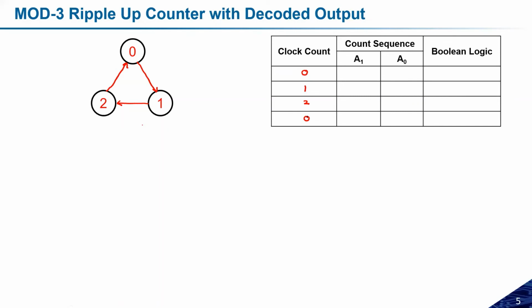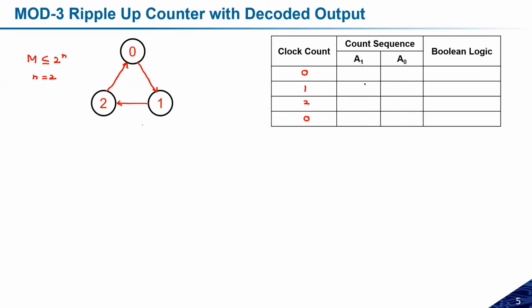If we talk about A0 and A1, which are the outputs of the two flip-flops, because here the mod is 3, and if we check the condition m is less than or equal to 2 to the power n, n comes out to be 2. So n is equal to 2, which means 2 flip-flops are needed. It means we can have 2 outputs, which are A1 and A0.